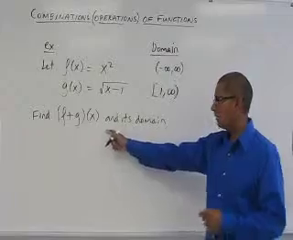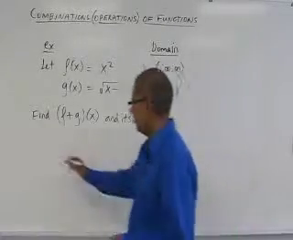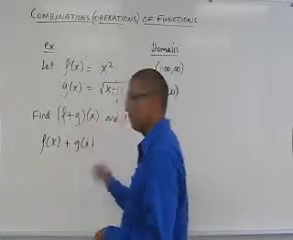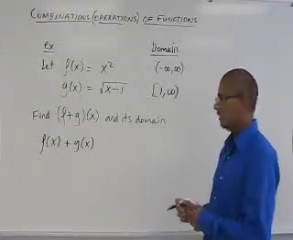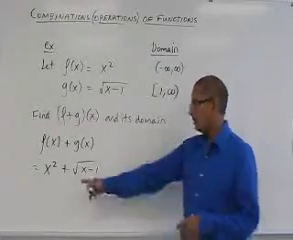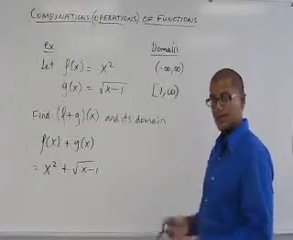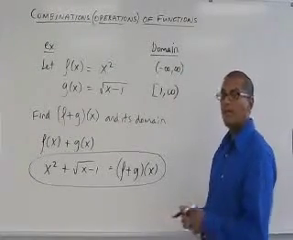So this is asking us here to add these two functions, f plus g of x. So that means f of x plus g of x. And so all we have to do is add the two functions. So if we add the two, we get x squared plus the square root of x minus 1. That is my f plus g of x. So the question is now, what is its domain?